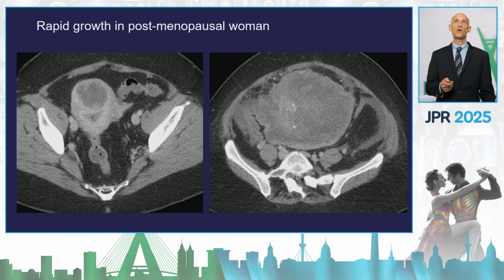Okay, here's another example. These are scans in the same woman separated by only 2 months. Notice the marked increase in size of this mass, so this is rapid growth. Notice the heterogeneous appearance and the ill-defined margins, highly concerning for leiomyosarcoma.